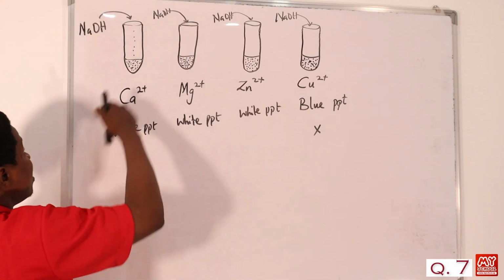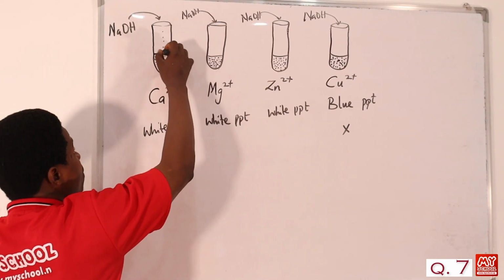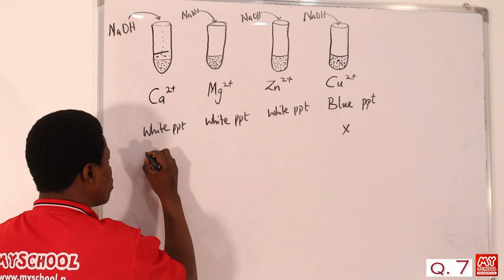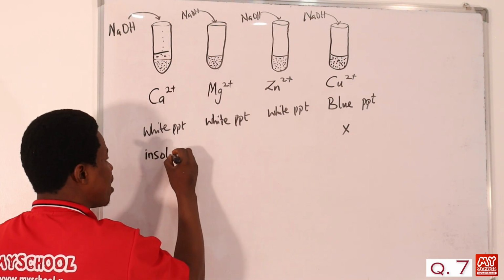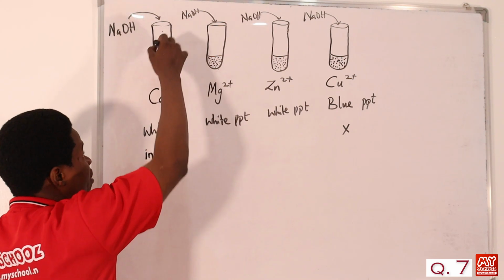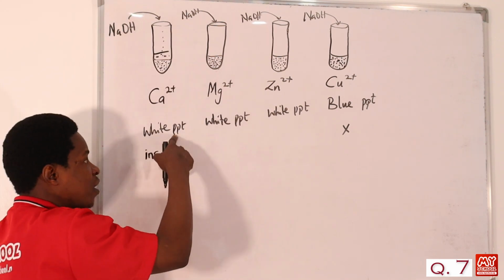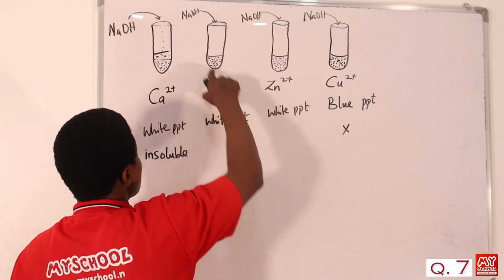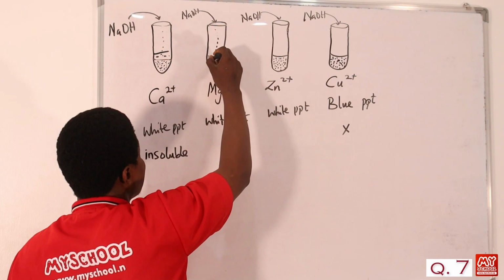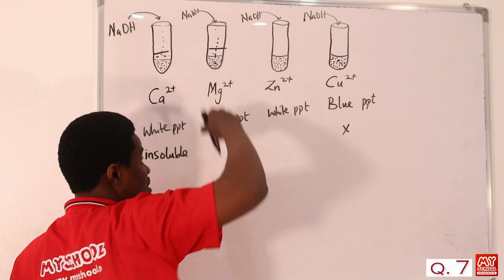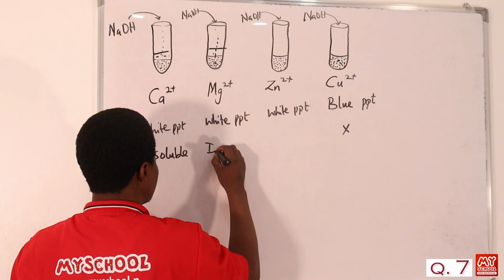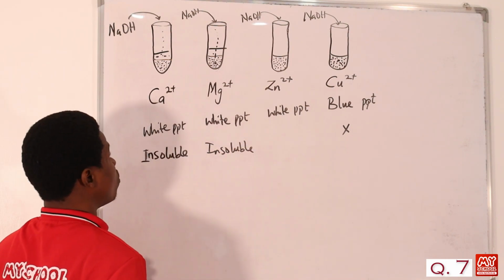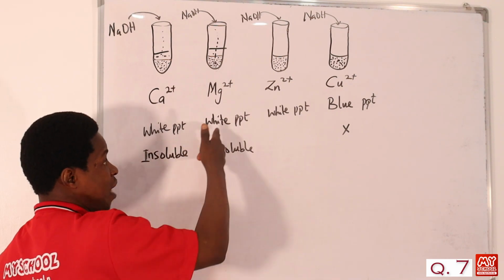What do you discover? The more you add to it, the volume will just keep increasing, yet this white precipitate will not be soluble. It will still be insoluble. It will not dissolve in it. So add excess sodium hydroxide into calcium ion that formed a white precipitate, but it will be insoluble. The same thing happens with magnesium. If you add excess sodium hydroxide into this, of course the volume will increase. Shake it, it is not going to dissolve, so it is still insoluble. So magnesium salt is insoluble in excess sodium hydroxide, even though a white precipitate is formed.